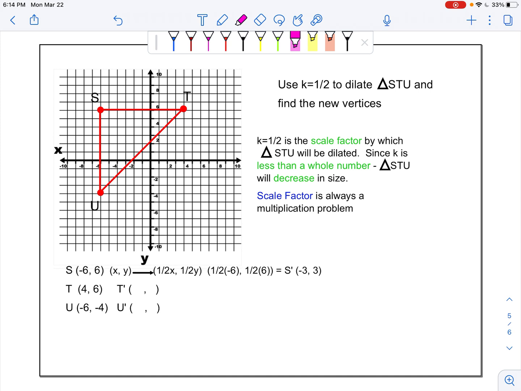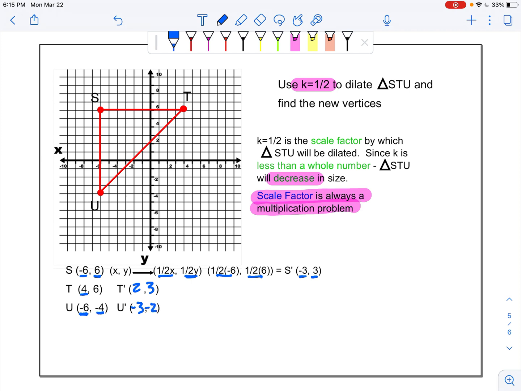So here's one where the dilation or the k factor is a fraction, which means that it will actually decrease in size. And remember, your scale factor is always a multiplication problem. So let's just come down here. We'll do it in blue again. So you can see I had a -6, 6. So I cut them both in half. And so I have a -3, 3. So if I take 4 and cut it in half, I have a 2. If I take 6 and cut it in half, I have a 3. If I take -6 and cut it in half, I have a -3. Don't ignore your negatives. And -4, cut it in half, I have a -2.